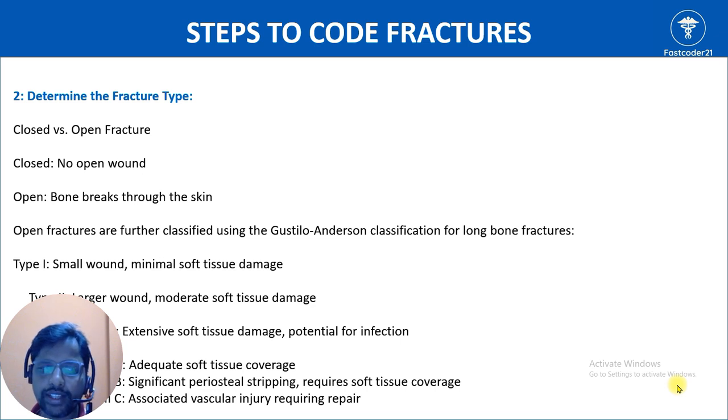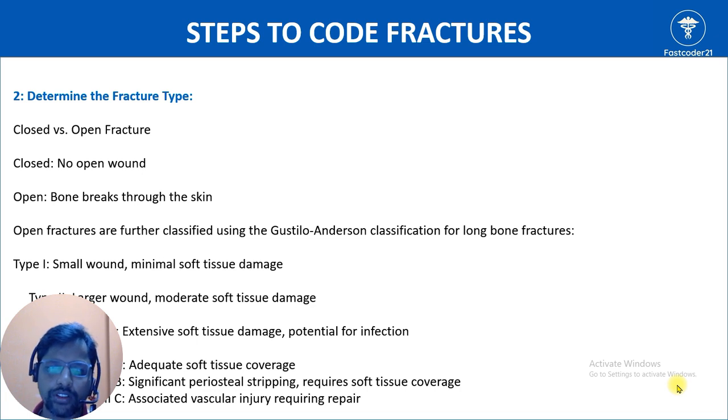Again, open fractures are further classified using the Gustilo-Anderson classification for long bone fractures. And try to remember, this Gustilo-Anderson classification is related to only open fractures. Whenever you want to code an open fracture, you need to keep in mind that we need to use the Gustilo classification for long bone fractures. In the Gustilo classification, we have 3 types.